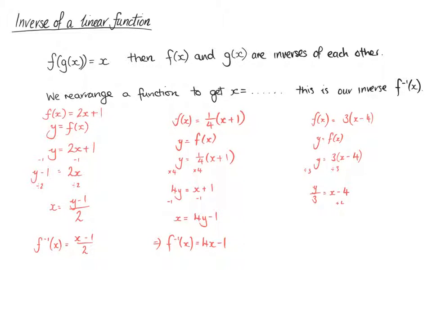Then we're going to add 4 to both sides, because if we do something to one side, we have to do it to the other side as well. So we get y over 3 plus 4 equals x. Therefore the inverse function is 1/3 x plus 4. So that is inverse of linear functions.